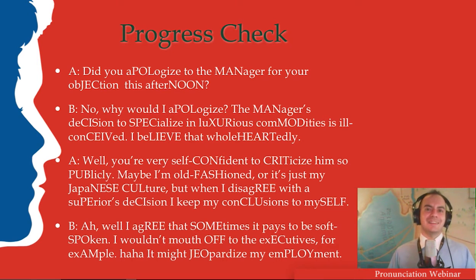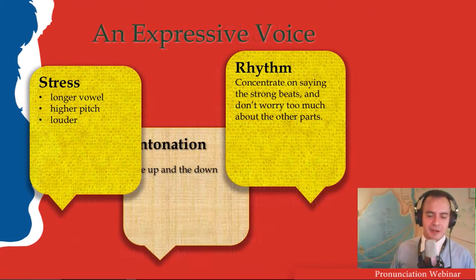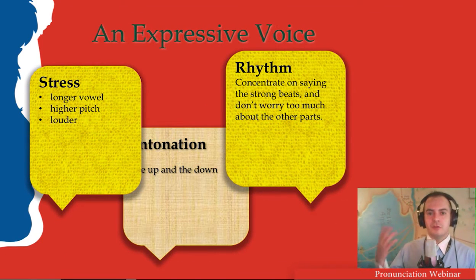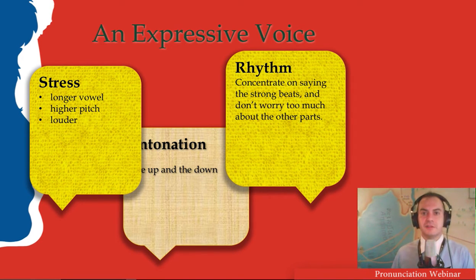Now, didn't that sound a lot better? So when you mark the stress, you exaggerate the stress, and your voice becomes more expressive. You can improve your expressive voice by practicing stress, rhythm, and intonation. As we've just learned, stress is a longer, higher pitched, and louder vowel sound. Now, rhythm is the beats and the timing. There are strong and weak beats.